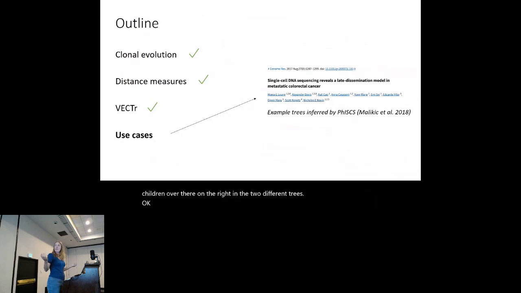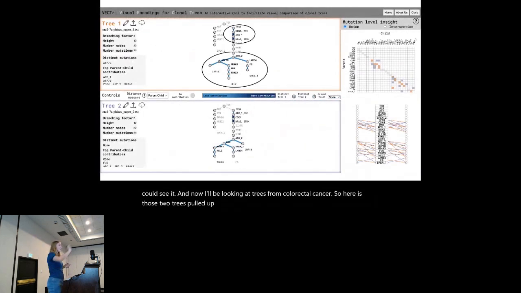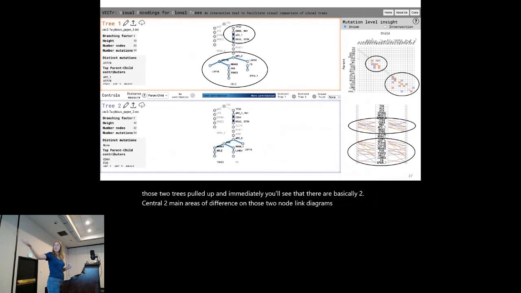Okay, so that was an introduction to the pieces of our tool, and now I'll introduce a type of use case and some of the features you could see. And now I'll be looking at trees from colorectal cancer. So here are those 2 trees pulled up, and immediately you'll see that there are basically 2 main areas of difference on those 2 node link diagrams. And that is then mirrored over here in our other 2 visualizations.